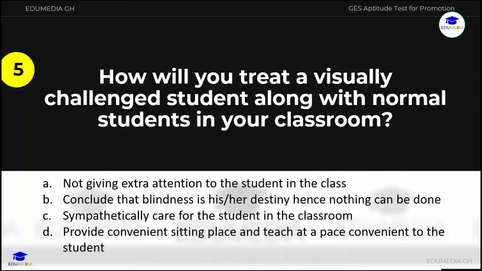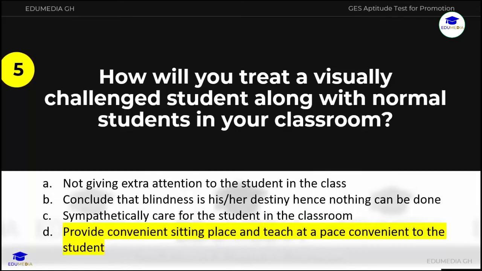Question number 5. How will you treat a visually challenged student along with normal students in your classroom? Option A. Not giving extra attention to the student in the class. Option B. Conclude that blindness is his or her destiny, hence nothing can be done. Option C. Sympathetically care for the student in the classroom. And option D. Provide convenient sitting place and teach at a pace convenient to the student. The correct answer is D. Provide convenient sitting place and teach at a pace convenient to the student.